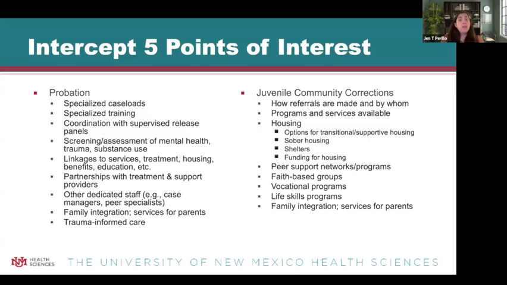So within this intercept, again, points of interest include juvenile probation and how they're connecting juveniles to services, the types of screenings and assessments that are being done, and what sort of partnerships exist in terms of services being provided within the community. And similarly with juvenile community corrections, the types of supports that are being provided to youth, for example, housing and different types of housing, peer support networks and programs, as well as being connected to various types of groups, including faith-based groups, and programs like life skills, again, vocational programs, as well as services for parents under both of these programs.